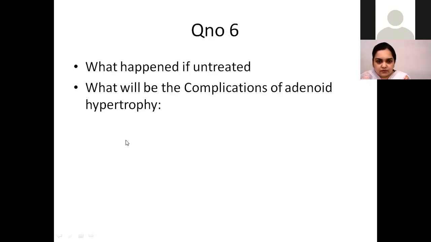What happens if untreated? If we leave it without treatment for months, what will be the complications of adenoid hypertrophy? The patient has otitis media, sleep discomfort, and upper respiratory tract infection. What will happen? What will be the complication? Yes, write down in your chat box.